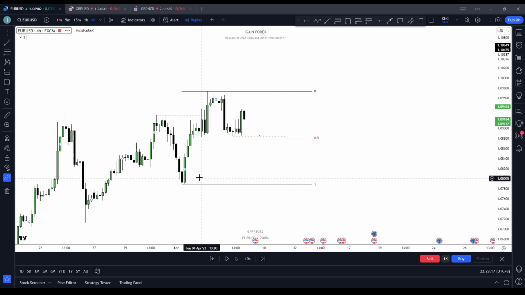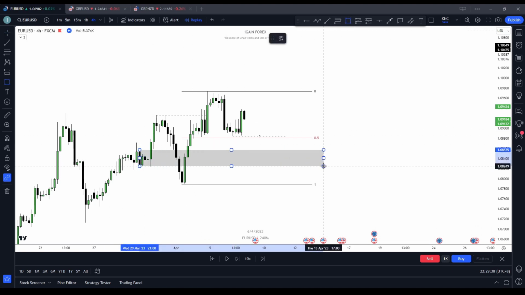So here in advance, we can see here that we have a consolidation, and it did not respect this area, and again it did not respect this area. So I'm assuming that this price will react to this zone here. So I'm going to plot this zone that is in line to this fair value gap. So let's wait and see what will happen to the market.